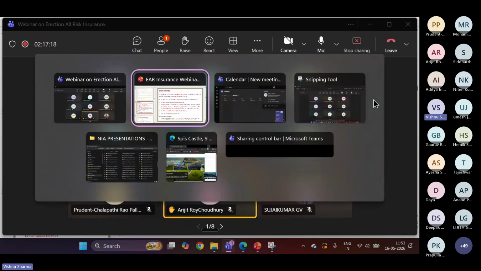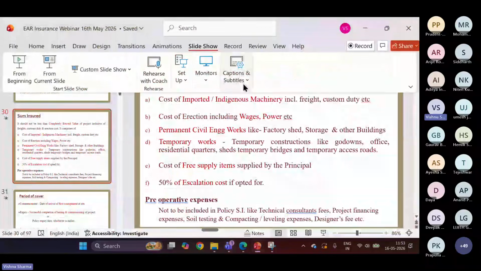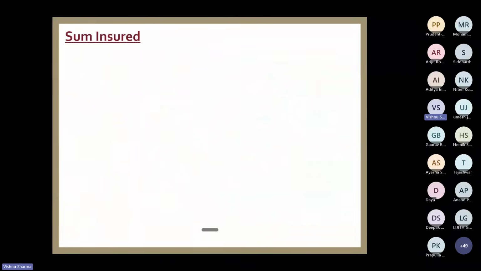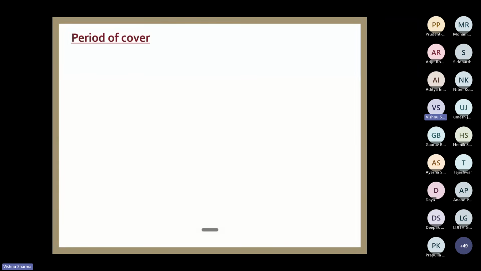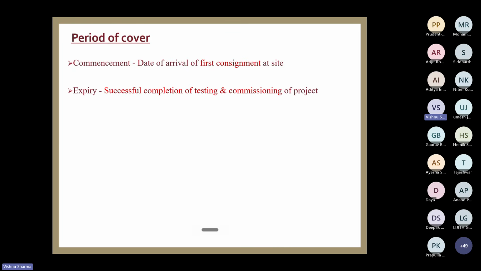So we shall start again. Start the slideshow. So sum insured is okay. Pre-operative expenses. Now comes a very important point, that is period of cover. So when the policy starts and when it ends, this is very important. Number one is commencement. When does it commence? I told you already, the date of arrival of first consignment at site. When the first consignment landed at the construction site, that is the time when the policy starts. Okay. Then your expiry. When does it expire? There are two things.